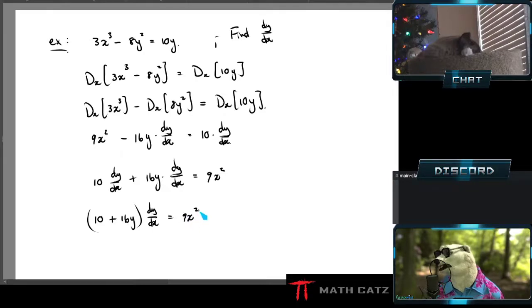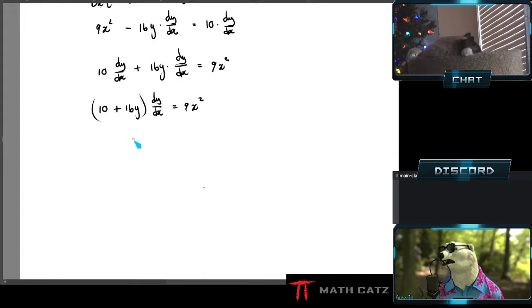Equals 9x squared. That does not look like a 9. Doesn't not look like a 9, but I could easily misread that as a 7. And then lastly, dy dx is 9x squared over 10 plus 16y.